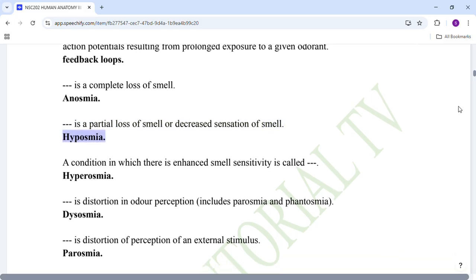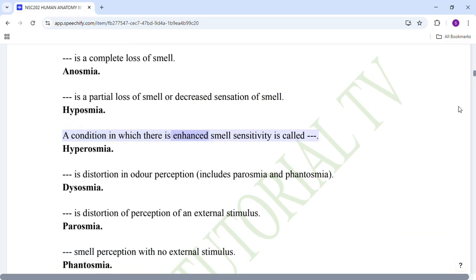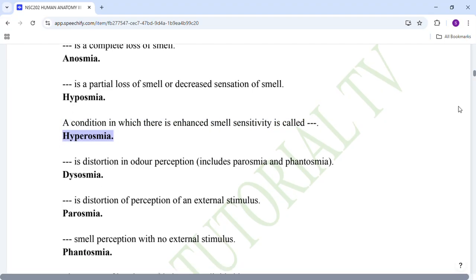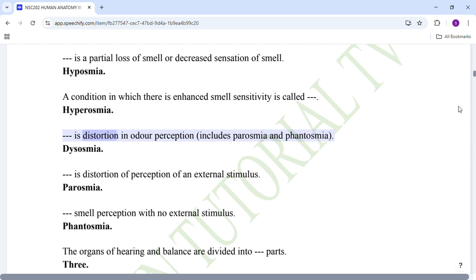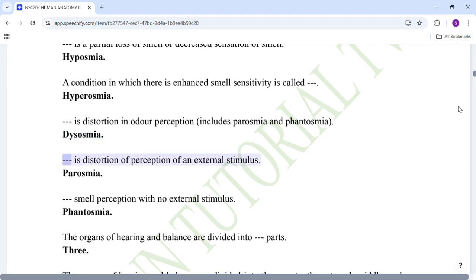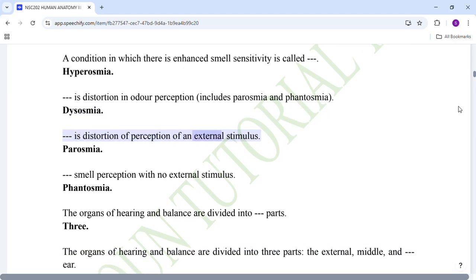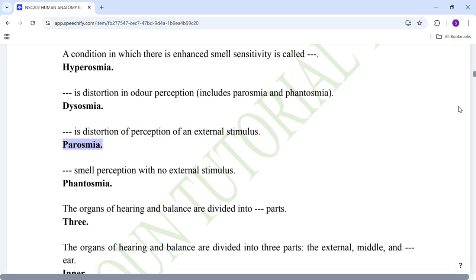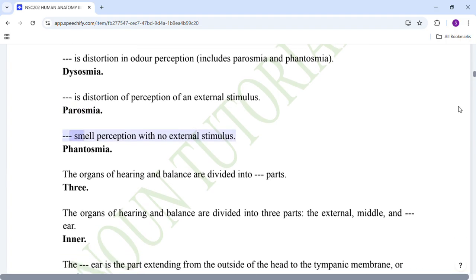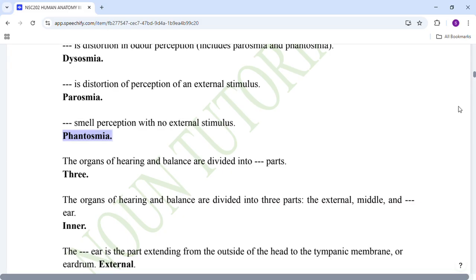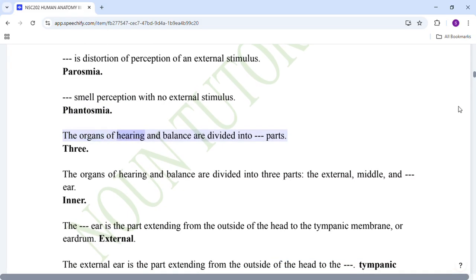A condition in which there is enhanced smell sensitivity is called hyperosmia. Dysosmia is distortion in odor perception, and includes parosmia and phantasmia. Parosmia is distortion of perception of an external stimulus. Phantasmia is smell perception with no external stimulus.